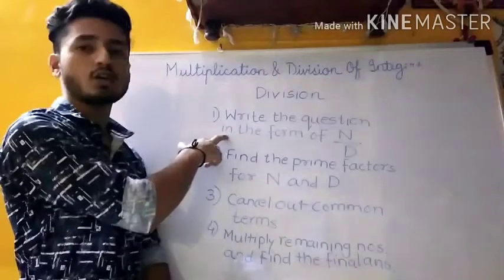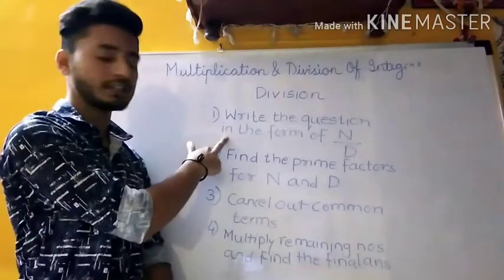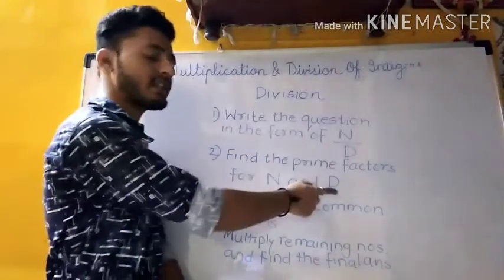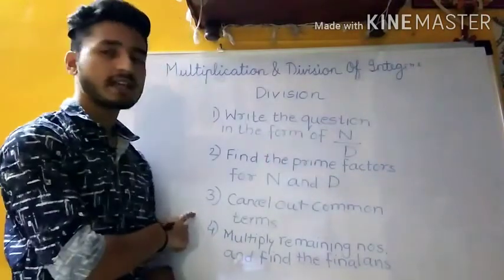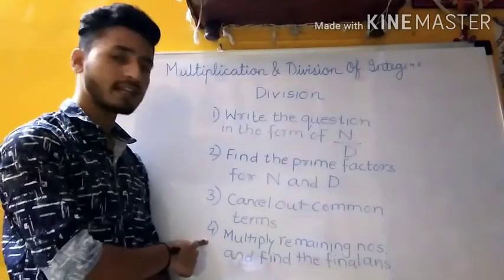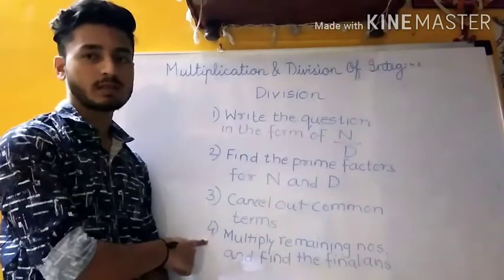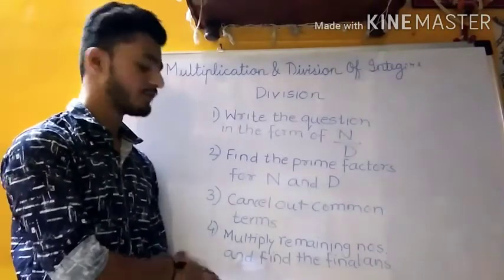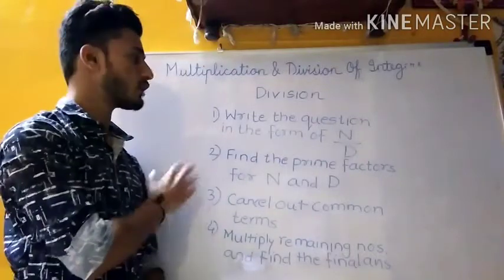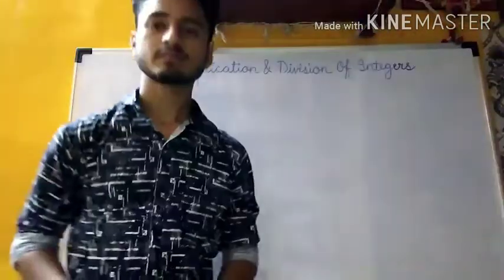That is, first you will write in the form of numerator upon denominator, then you will find the prime factors of both numerator as well as denominator, then you will cancel out all the terms which are common, and after cancelling you will be left with some numbers, you will multiply those numbers and find the final answer. This is the entire process, and now we will go for some examples.